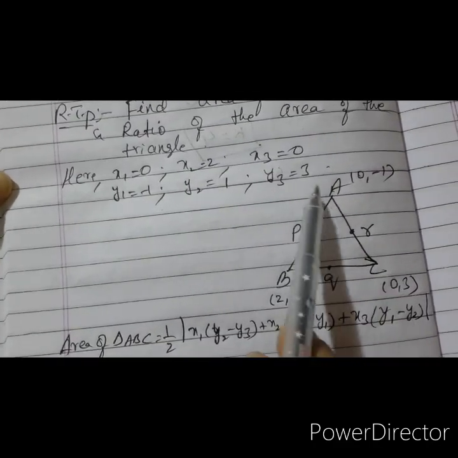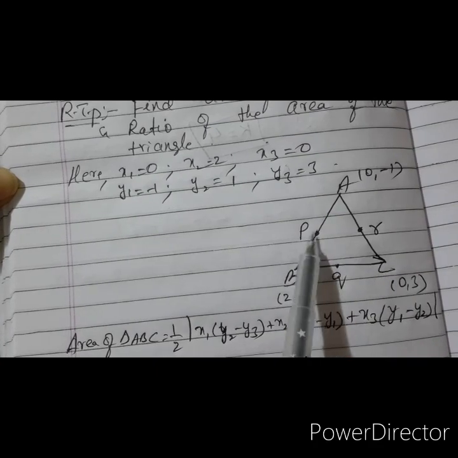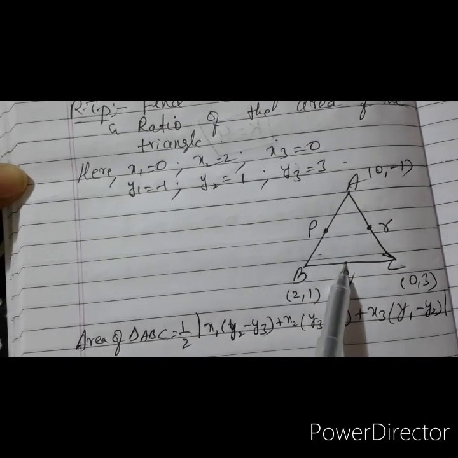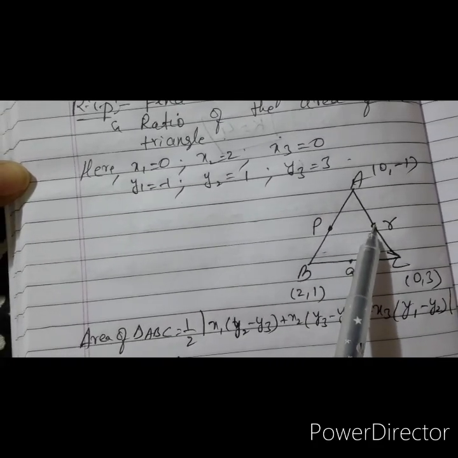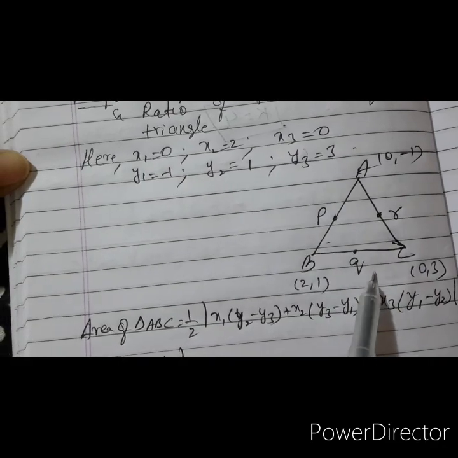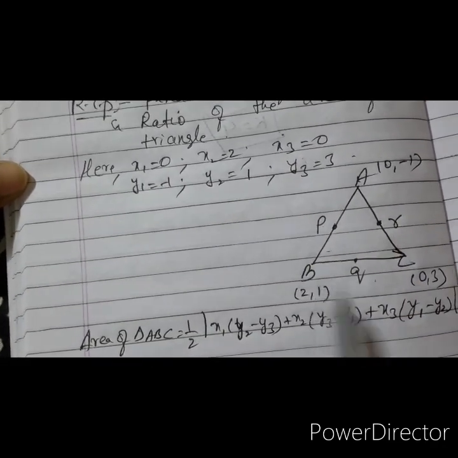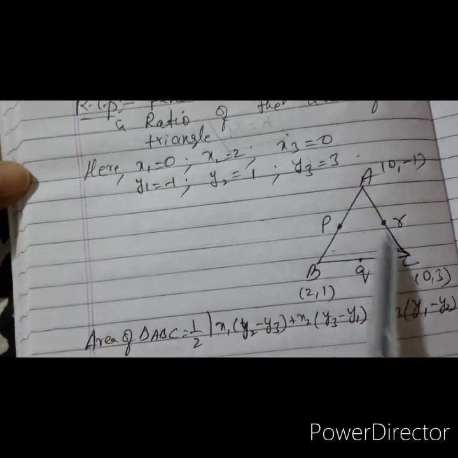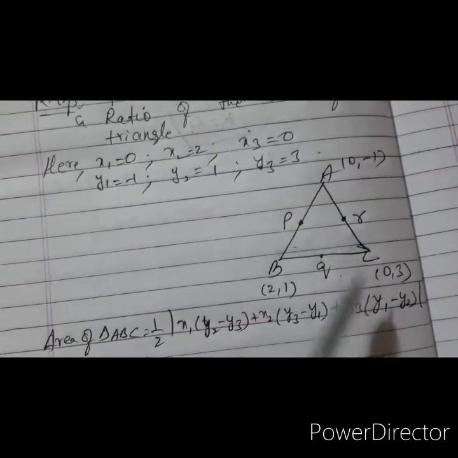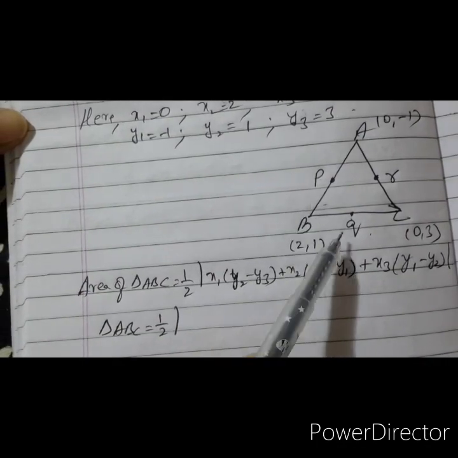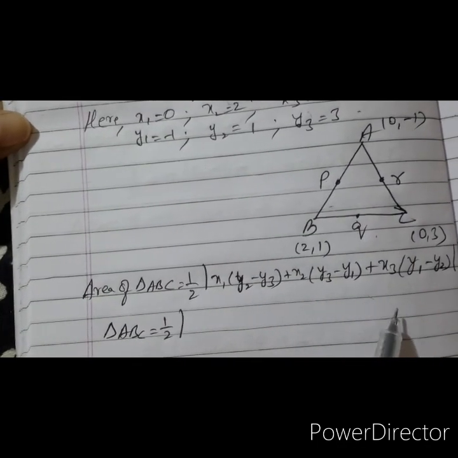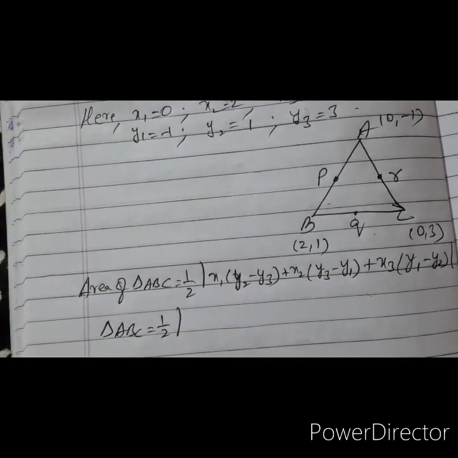This is a triangle ABC. Now these are the points P, Q, R. Because it's mentioning midpoints, I have written midpoints here. P is a midpoint of AB, Q is a midpoint of BC, R is a midpoint of AC. Now we have to find the midpoints P, Q, R, then the area of the triangle PQR, and then we have to find the ratio.